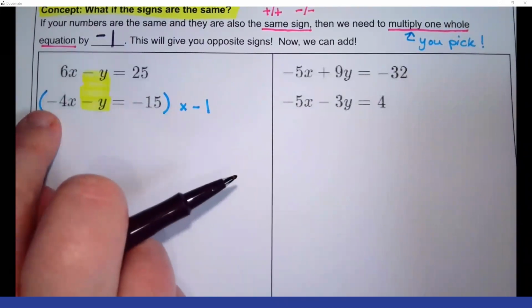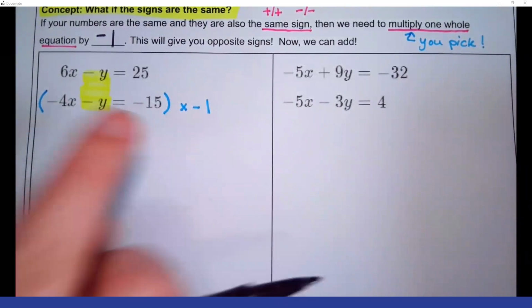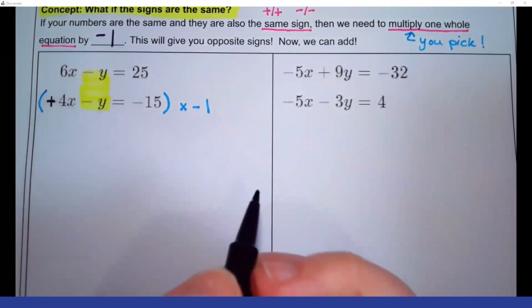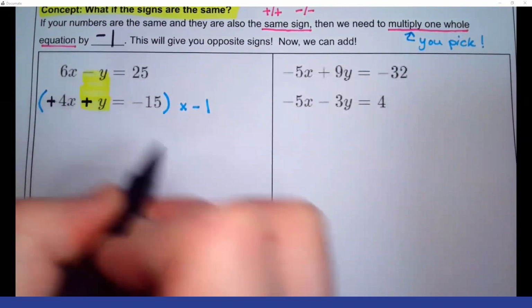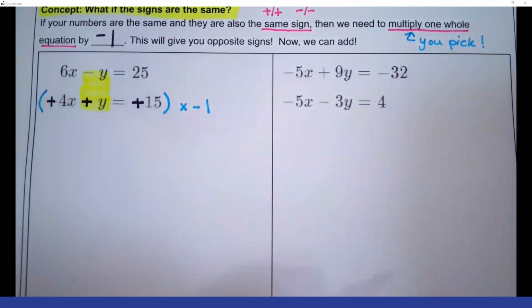So what you can do, and what I'm going to do, is just switch my signs here. Negative 4x becomes positive 4x. Negative y becomes positive y. And negative 15 becomes positive 15.